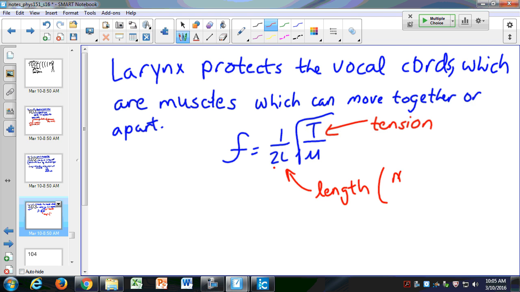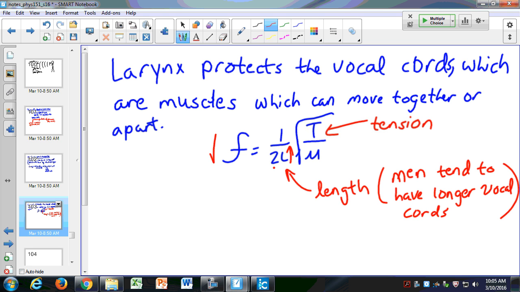And so men, who are typically bigger than women, tend to have longer vocal cords. And as you know, if I make L get big, that means that the frequency decreases. And that's why men tend to have lower voices than women, because they have a longer vocal cord. If I have a longer vocal cord, then I tend to have overall a lower frequency. The tension, on the other hand, I change myself. So I can go low, or I can go high, and you can change your frequency based on the tension of your vocal cords. They're muscles. They can get tight or they can be loose.